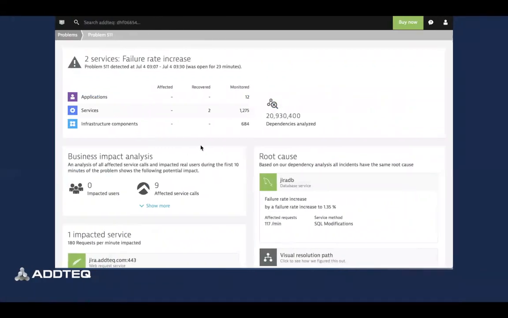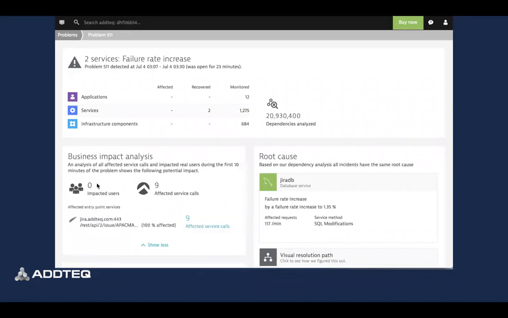So again, we get a similar screen, but this time the banner is gray, indicating that the problem is no longer occurring. So Jira has detected that the problem occurred on July 4th between 3:07 and 3:30. The problem was open for 23 minutes, but then it has now automatically closed the problem because it's no longer occurring. But as an ops engineer or a tool admin, you may need to do the root cause analysis to find out what exactly happened during that problematic period.